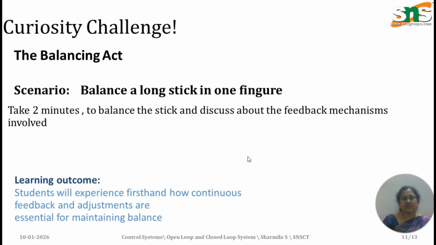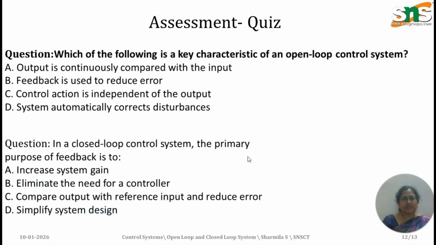The scenario given is to balance a long stick on one finger. Take 2 minutes to balance the stick and discuss the feedback mechanisms involved. The learning outcome is that students will experience first-hand how continuous feedback and adjustments are essential for maintaining balance.